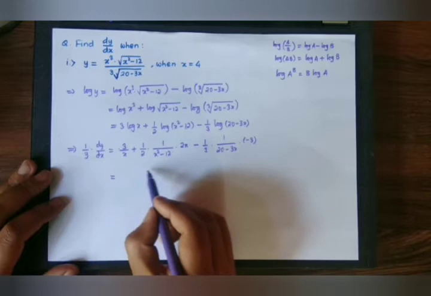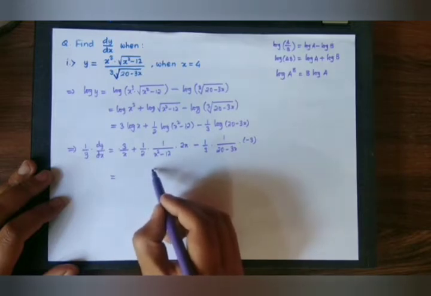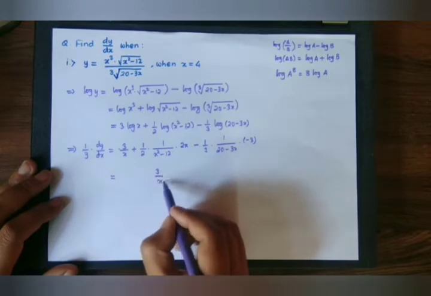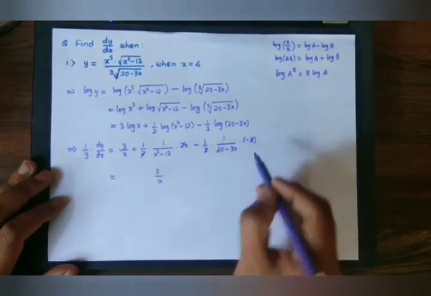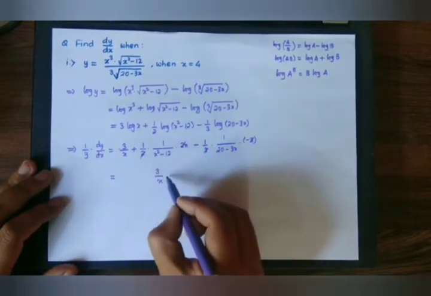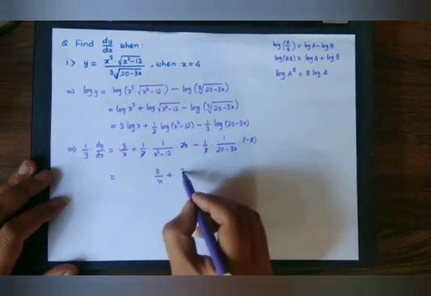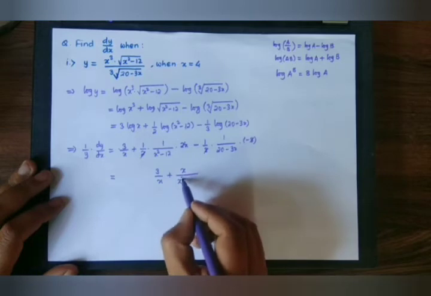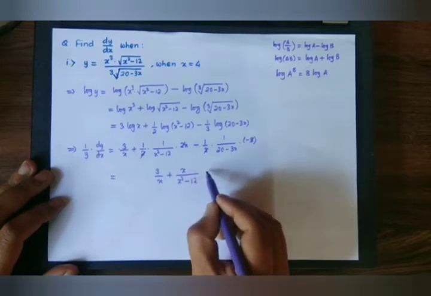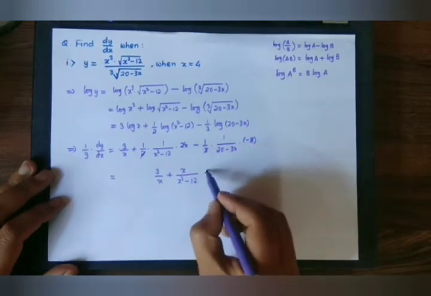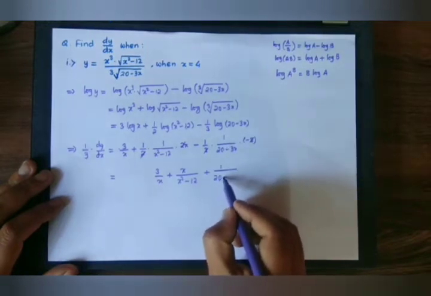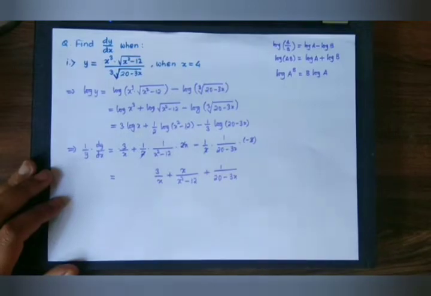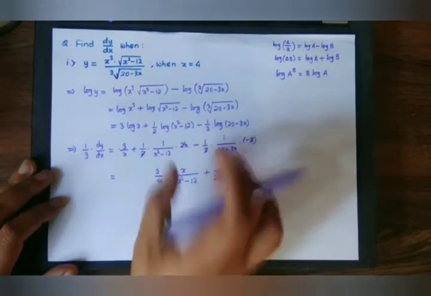Okay, now let's simplify this. So after simplifying, let us see what do we get. So we have 3 by x. This 2 and 2 are getting cancelled. Similarly, this 3 and 3 are getting cancelled. So we have plus x by x square minus 12. Minus into minus is plus. So in the numerator we have got only 1, over 20 minus 3x. So this is after simplifying.